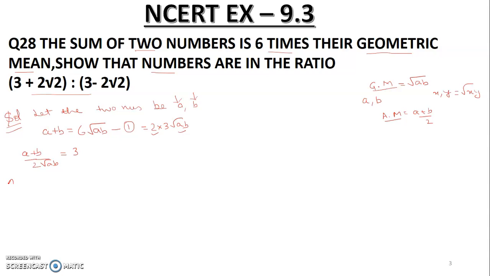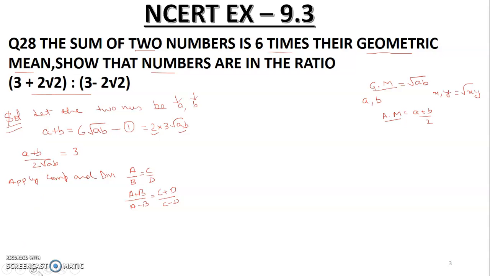Now applying componendo and dividendo. I'm not writing the complete thing, you should know this. Applying componendo and dividendo, so what is this? Suppose I take a upon b is equal to c by d. If I apply componendo and dividendo, this will be a plus b upon a minus b is equal to c plus d upon c minus d. Now the same thing I will be doing here.